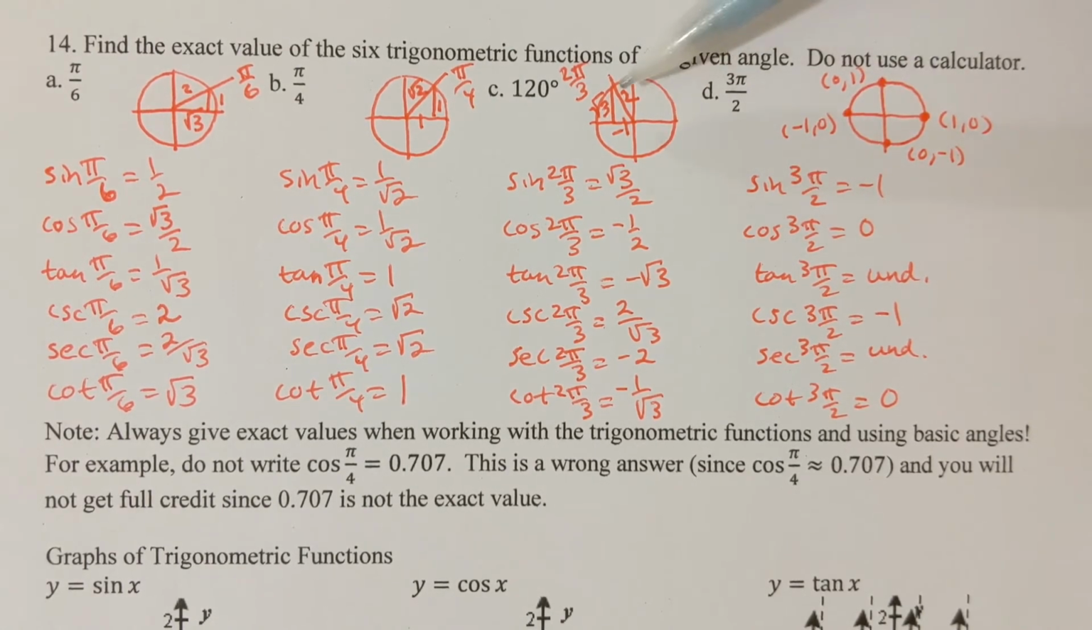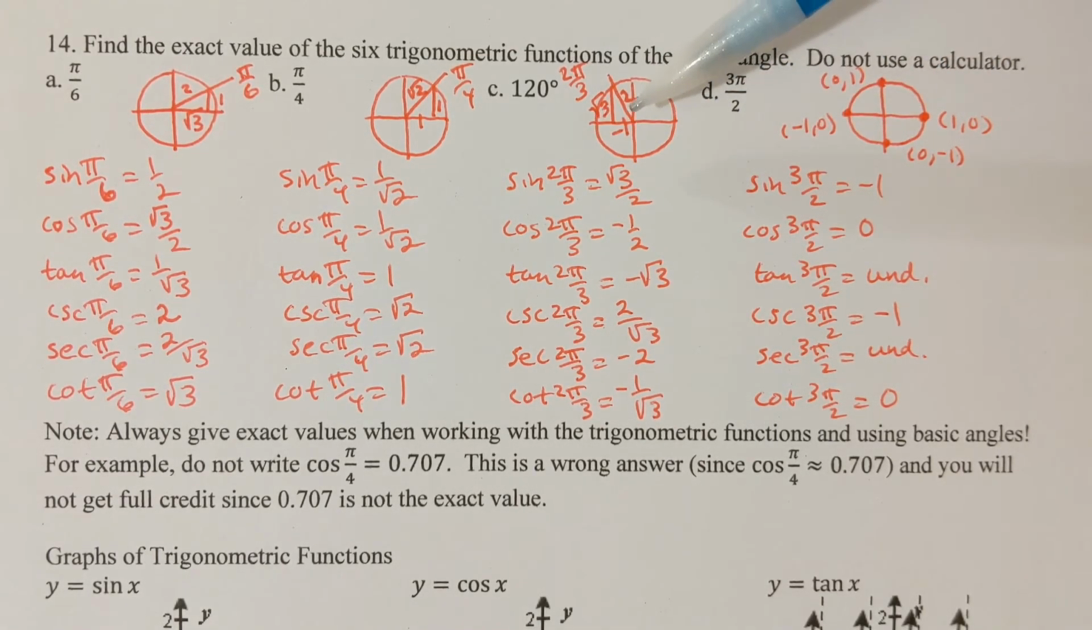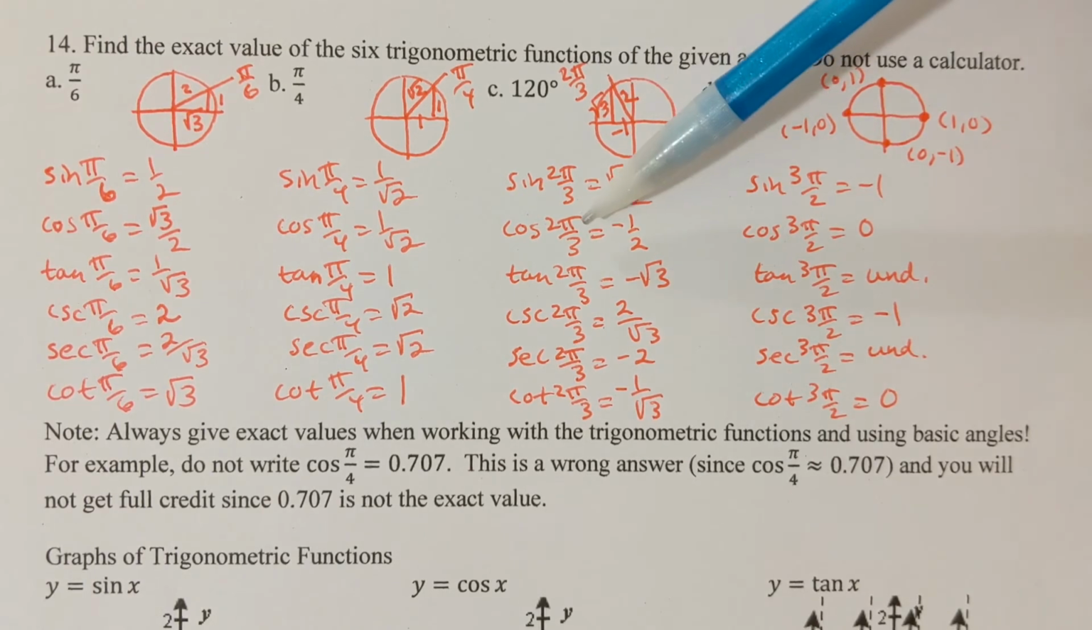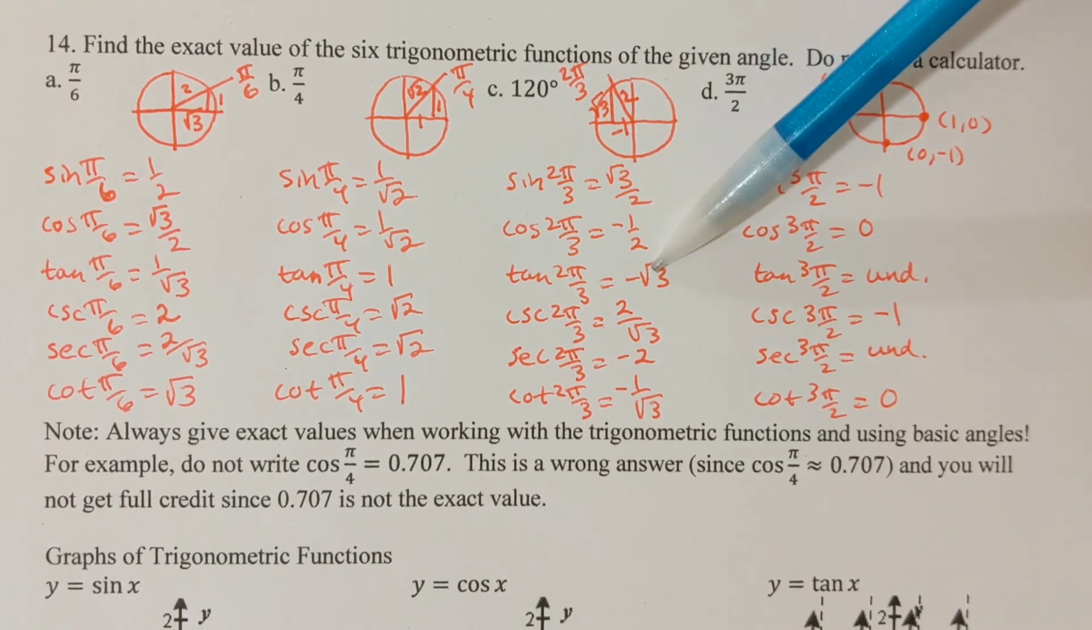I've got my triangle set up, and I can compute these values here. Sine of 2 pi over 3, opposite over hypotenuse, that'd be root 3 over 2. Cosine of 2 pi over 3, adjacent over hypotenuse, that'd be -1/2. Tan of 2 pi over 3, opposite over adjacent, that's root 3 over -1, which is -root 3.